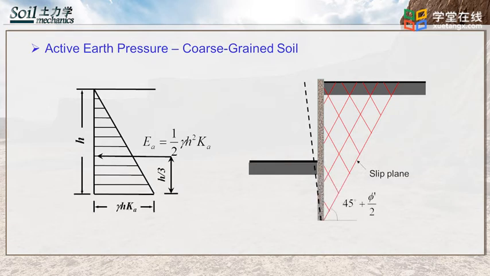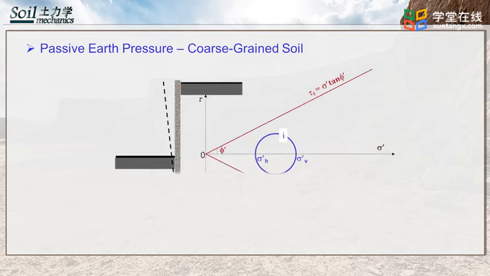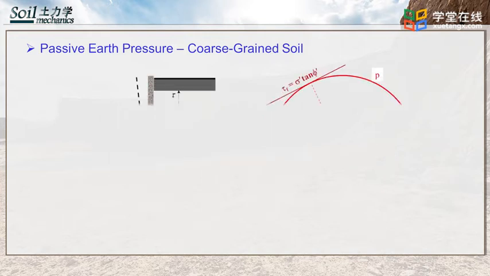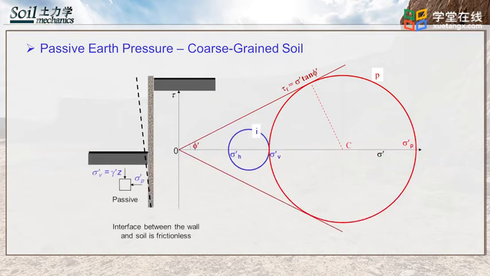The angle between the failure plane or slip plane and the horizontal plane is 45 degrees plus half of the effective friction angle, as shown in the red figure. This figure shows coarse-grained soil under passive earth pressure. The wall moves towards the soil on the left. The soil's Mohr circle is within the failure envelope, meaning the soil is safe. When the wall continues to move, the horizontal soil pressure increases from sigma h prime to sigma p prime. The soil's Mohr circle touches the failure envelope, meaning the soil fails.